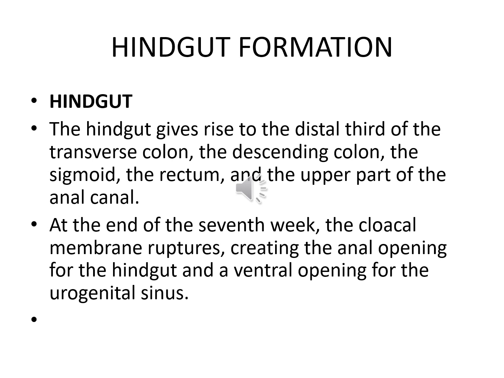Now we come to the hindgut formation. We said that the hindgut gives rise to the distal part of the transverse colon, the descending colon, the sigmoid, the rectum, the upper part of the anal canal, and the area distal to that we call the cloaca, which is, as I said, an expanded distal part of the hindgut. By about the 7th week, the cloacal membrane will rupture. A septum will develop that will divide the cloaca into a ventral urogenital sinus and a dorsal part for the anal opening.